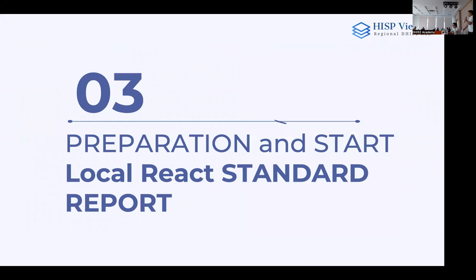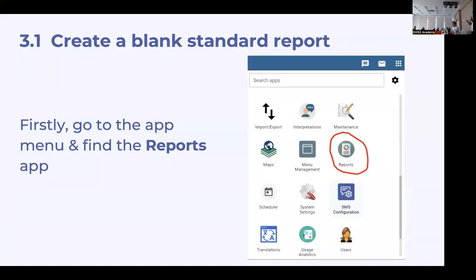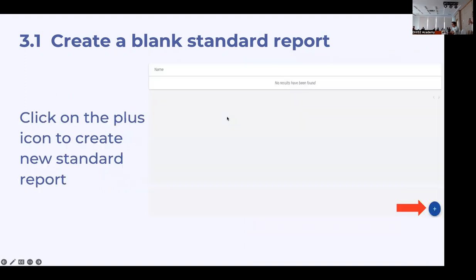Okay, so we go to the next part. What is the preparation before we can start to develop the React report? First, we need to go to the standard report app and create one blank report. Let me explain why we do this. First, we need one standard report on the list for the deployment. When we finish our local development, we will deploy it to DHIS2 to install, but it needs to override one current standard report on DHIS2. That's why we need to create just one very simple standard report on DHIS2. Just say hello.